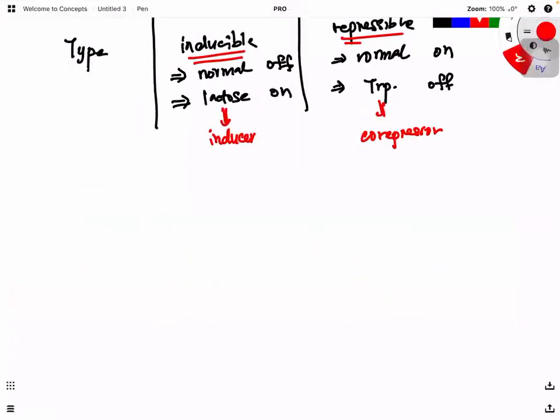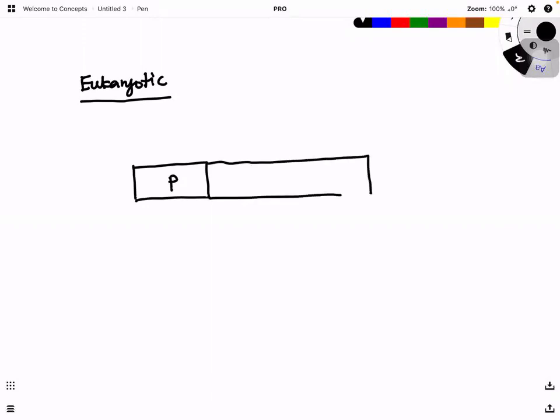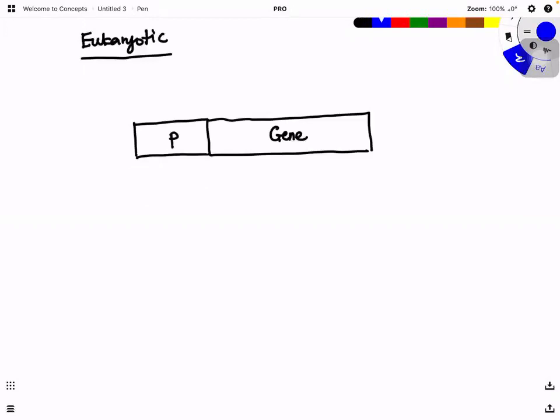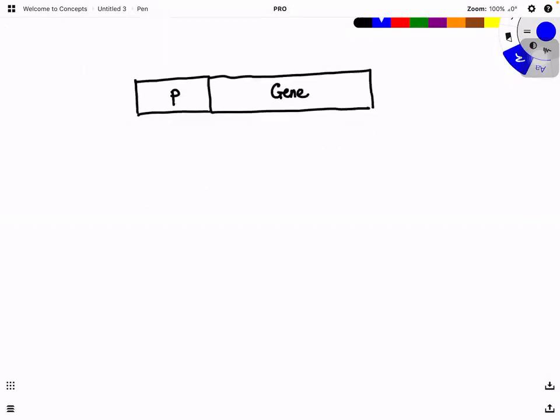Okay, so let us look at this. Now, in eukaryotic cells, you can see that this is a promoter, and then you have a particular gene. So for this gene to be activated, for eukaryotic cells it is slightly different, because in terms of the promoter, RNA polymerase cannot bind directly. Okay, they cannot bind directly.